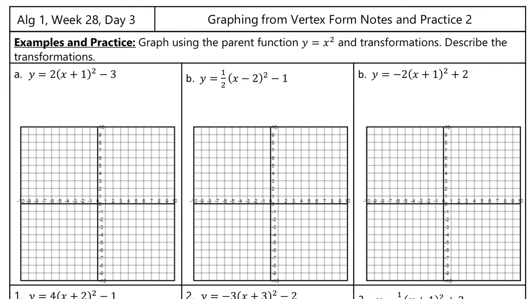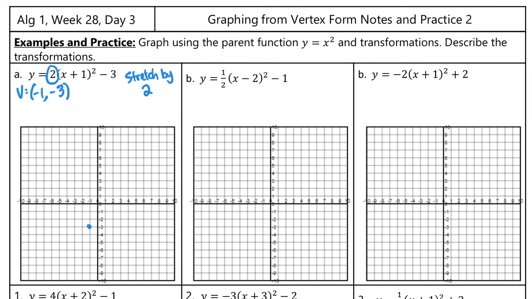And what's going to happen is that it should do what makes sense, by which I mean that this 2 is going to be a stretch by 2. What does that mean? It means that the points are going to go twice as far as normal. Okay? So first off, our vertex is opposite of +1, so -1. And our y value is -3. And it's a +2, so it opens up.